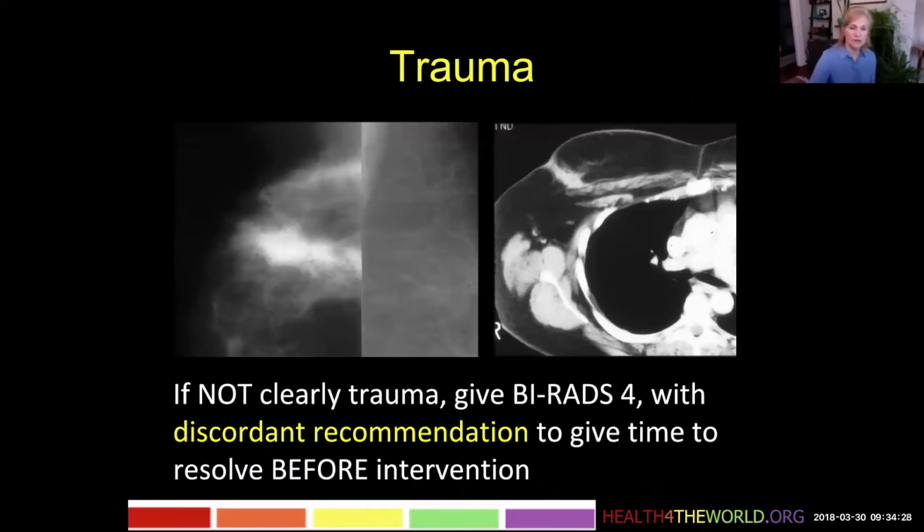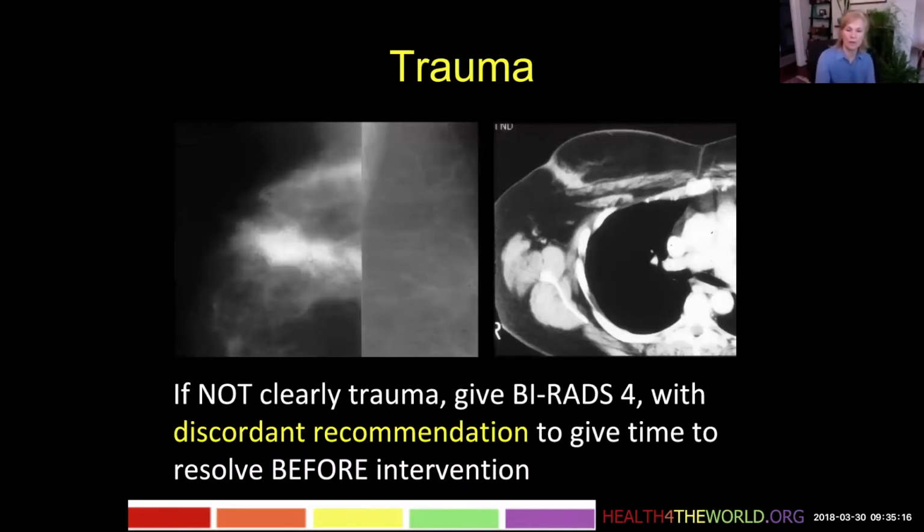But if the findings aren't clearly due to trauma, then we are forced to give our imaging a BI-RADS 4 category, meaning suspicious, and we will recommend biopsy. If, on the other hand, we give the mammographic evaluation a BI-RADS 4, suspicious, but we still think it's probably due to trauma, but we're not sure, we can give what's called a discordant recommendation. When we normally give a BI-RADS 4 to a mammogram, the recommendation is for biopsy. But in this case, we're not quite ready to go to biopsy yet. We want to give the lesion a little bit of time to resolve because we think it is an injury due to trauma. So that would be discordant.